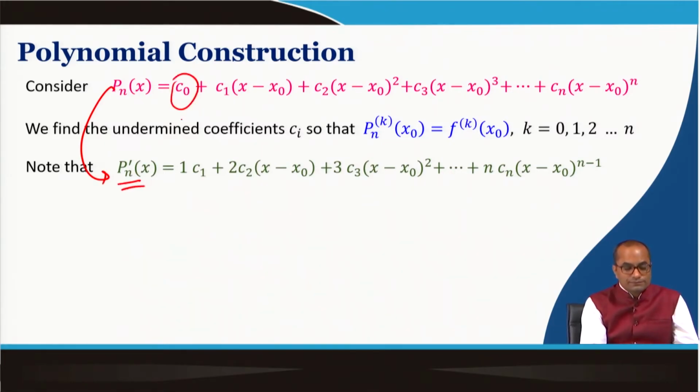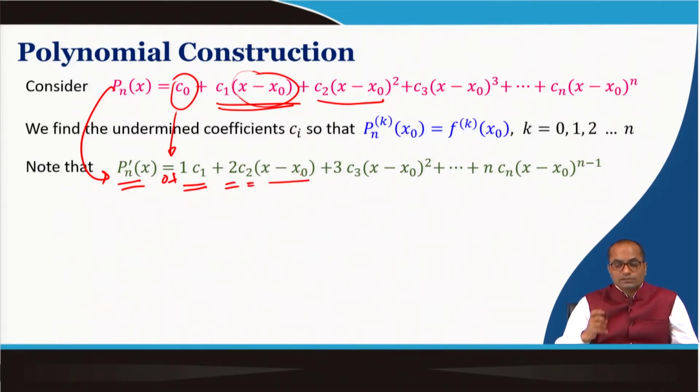So the constant will give 0, and from the second term we will get 1 into C1, because the derivative of x minus x naught will be just 1, and from the next term we will get 2 times C2 and then x minus x naught. From the third term we will get 3 into C3 x minus x naught square, and we will continue for the other terms as well.